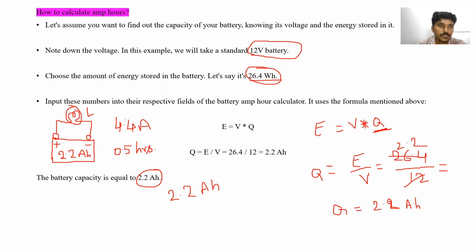If this load is taking 2.2 amperes from the battery, the battery can supply power to this load for 1 hour. If this load is taking 4.4 amperes, this battery can supply power to this load for half an hour only. Half an hour. Okay, this is the meaning of the capacity of the battery. Is it right?